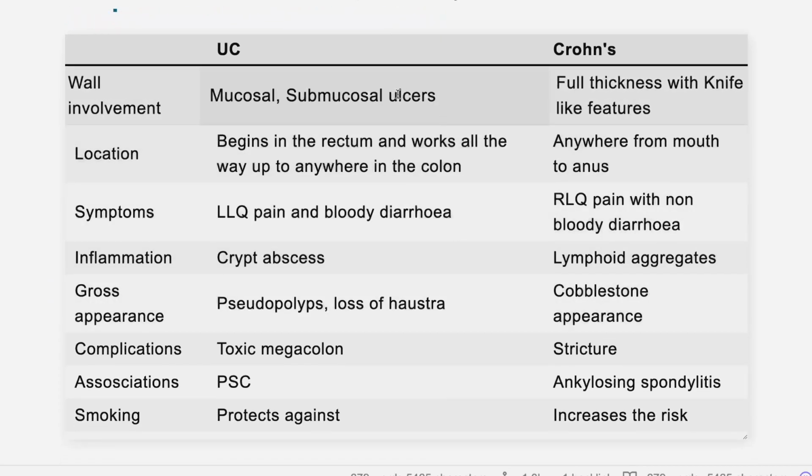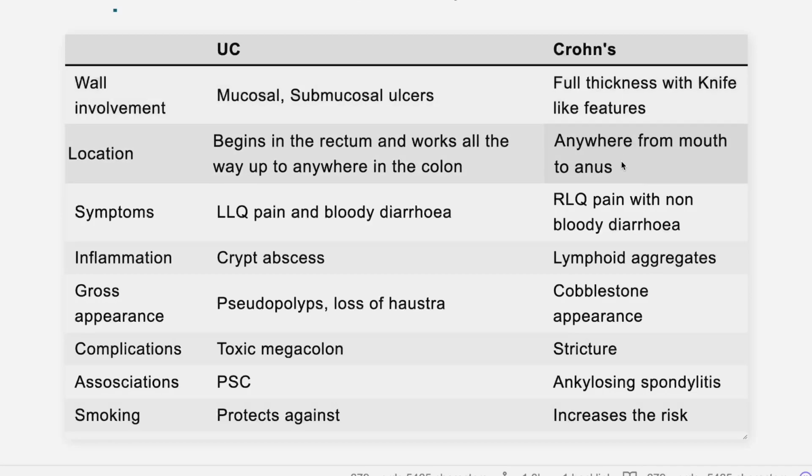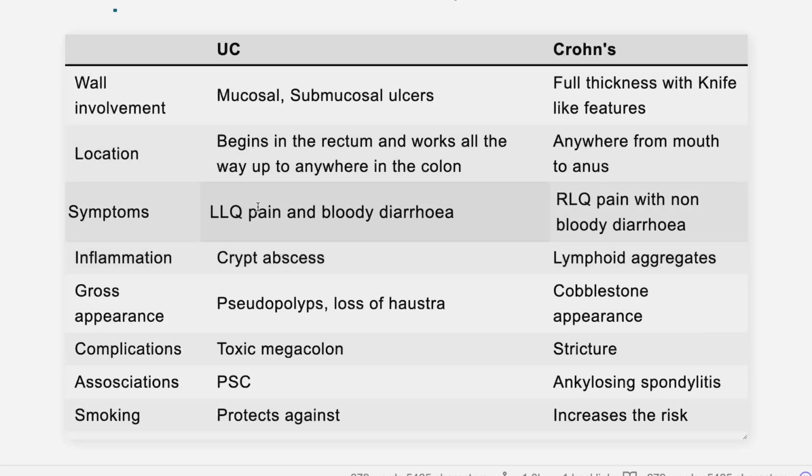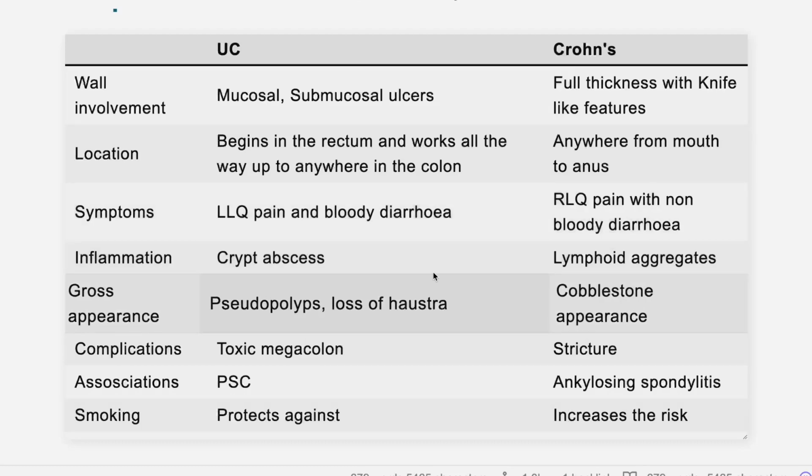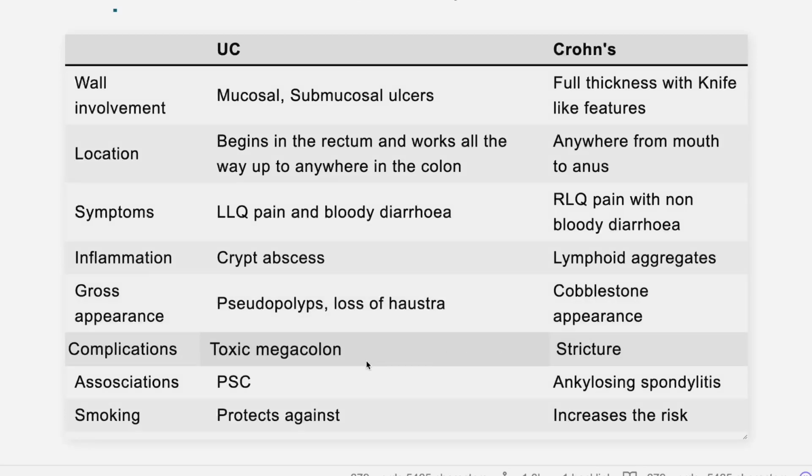So this is mucosa and submucosa, but it's not beyond the submucosa. This is full thickness, and again, mouth to anus in Crohn's. On the other side, ulcerative colitis is mainly in the rectum and colon. Patient characterized by bloody diarrhea in ulcerative colitis, no bloody diarrhea in Crohn's, crypt abscess in ulcerative colitis, lymphoid aggregates here. This one is characterized by pseudopolyps formation and loss of haustra, so the lead pipe appearance on a barium enema. On the other side, this is a cobblestone appearance characterized by stricture; toxic megacolon in ulcerative colitis.